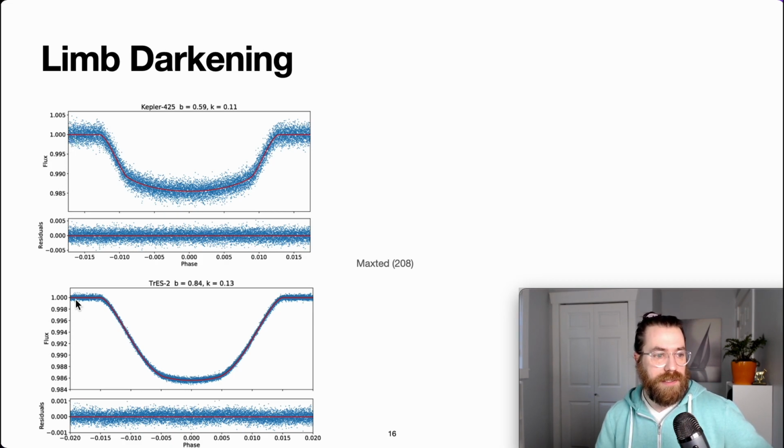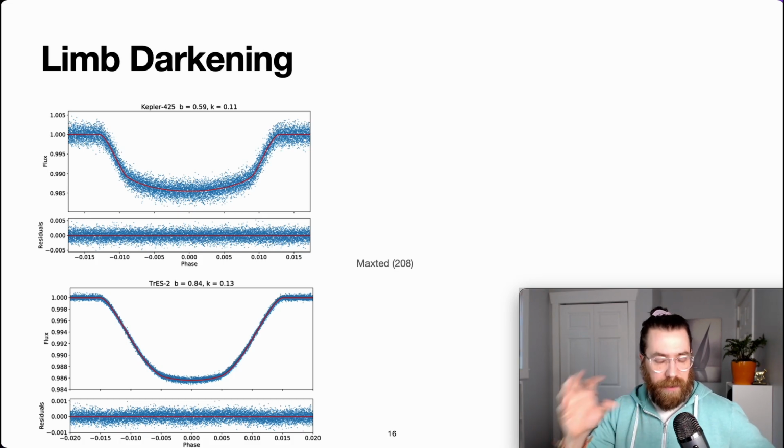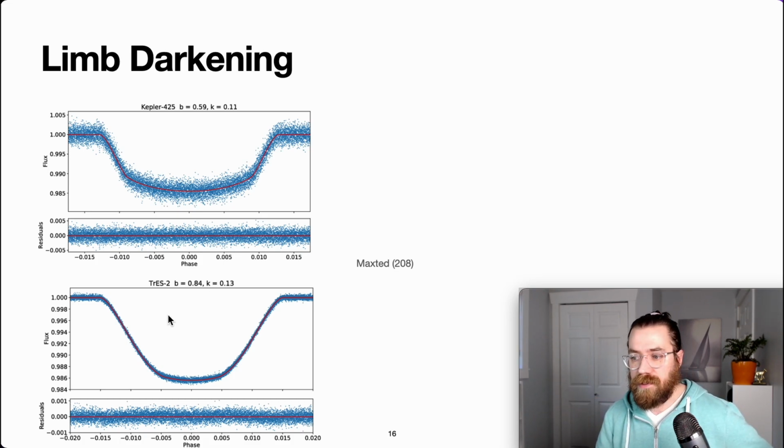Dip in the brightness. This one is about the same, 0.98. You can have planets up to several percent in terms of the flux that they block. And again, the amount of flux you block is related to the ratio of the radii of the planet to the star, squared. It's the area of the planet divided by the area of the star.